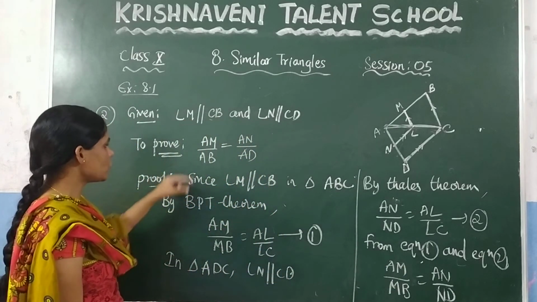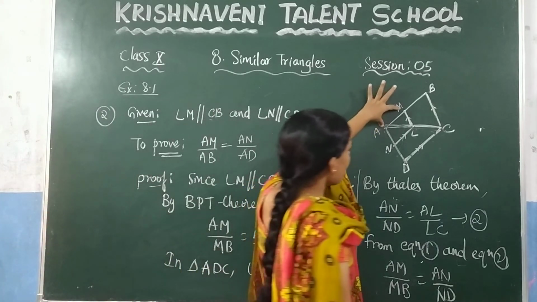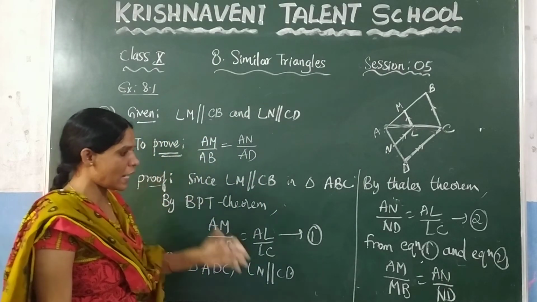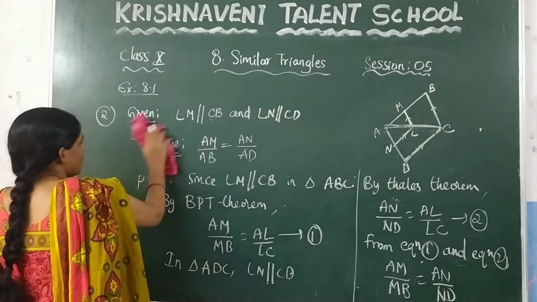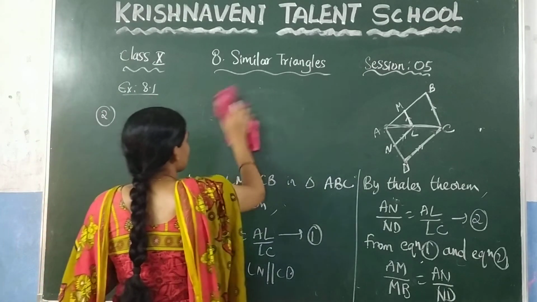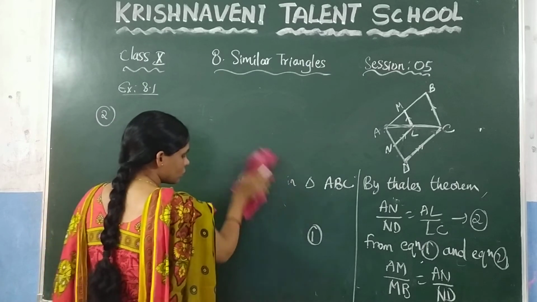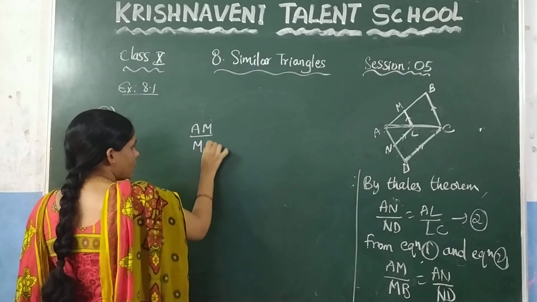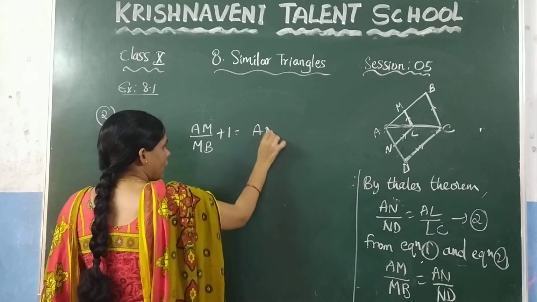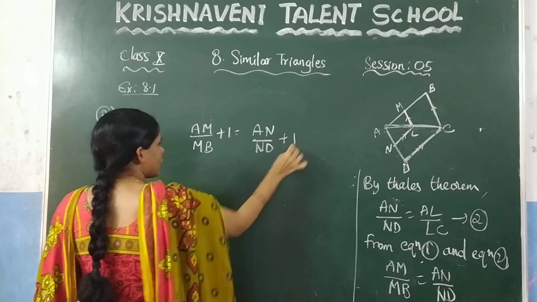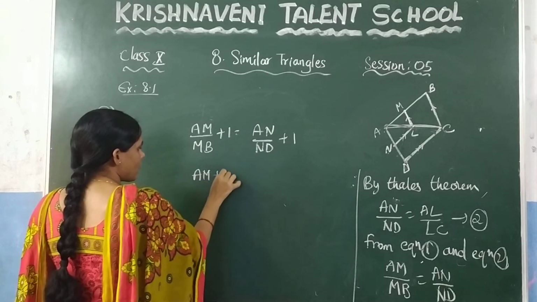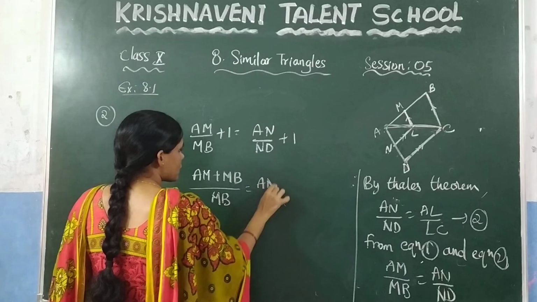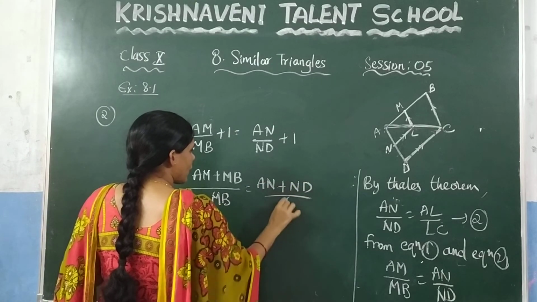But what do we need to prove? We need to prove AM by AB. That means AM by AB is equal to AN by AD, the whole length. So for that, what we need to do is just add 1 on both sides. After adding 1 on both sides, what you get is AM by MB plus 1 is equal to AN by ND plus 1. So take the LCM, what you will get? You will get AM plus MB by MB is equal to AN plus ND by ND.